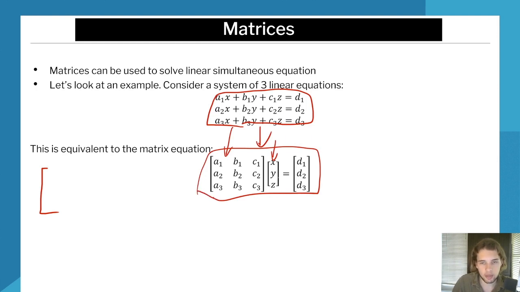So you put x, y, z in this vertical matrix, and then a, b, c, a, b, c, a, b, c, whatever. Now we have this basic structure that is best to memorize, and then we can utilize matrix algebra to do it, because we want to find what x, y, and z are.